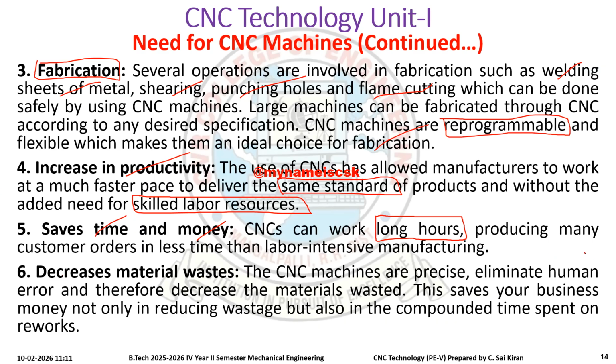Next, decrease the material wastage. CNC machines are precise. Whatever tolerance you give, they produce exactly that precision, and human errors are eliminated. Therefore, the material wasted is decreased.